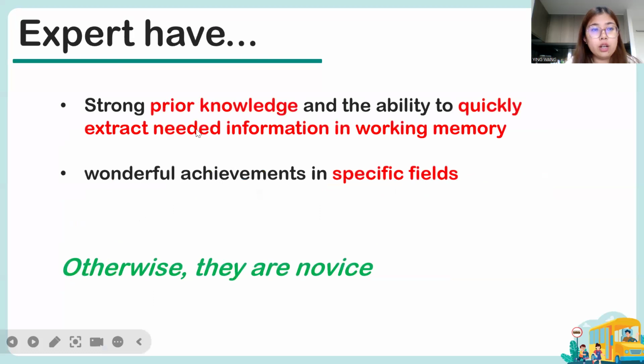And we need to know how to distinguish expert and novice. Experts have abundant experience in specific areas and prior knowledge, and they can retrieve information in long-term memory to the working memory quickly.